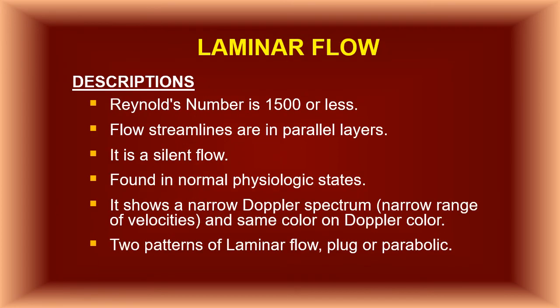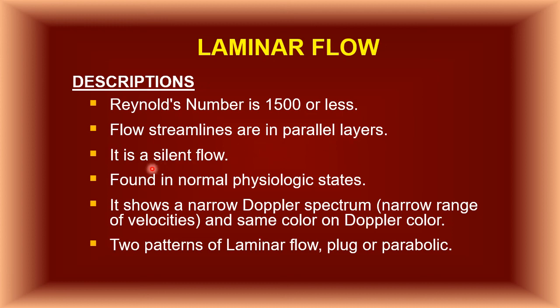So now we come to these main types of flow, the laminar and the turbulent flow. Laminar flow, when you have the Reynolds number 1500 or less, the flow streamlines are parallel layers. They are parallel, they are not disturbed. They go in equal distance from each other, so they are parallel, they are organized, very well organized.